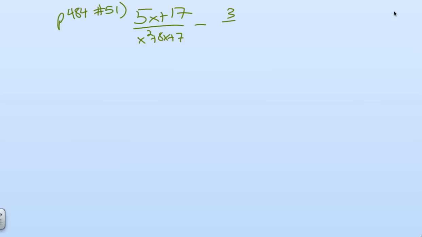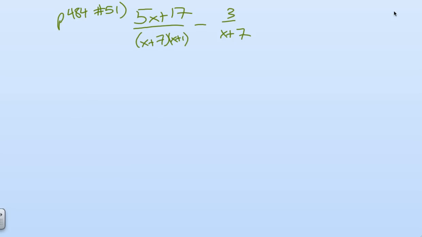This one's page 484, and it's number 51. And that would be 5x plus 17 over x squared plus 8x plus 7 minus 3 over x plus 7. Now, we do need to factor the denominator first, so I'm going to do that, and I'm just going to do it by erasing and then replacing. I'm doing that just to save some time and some room.